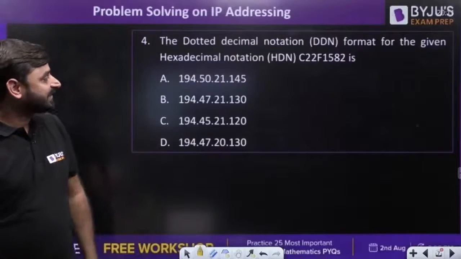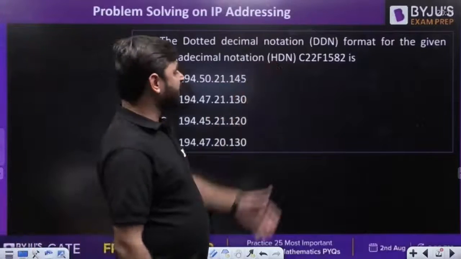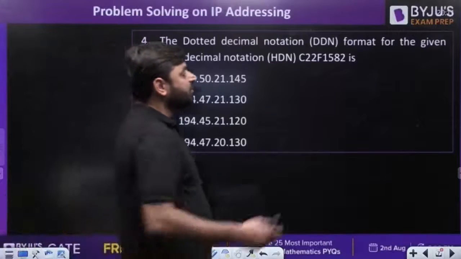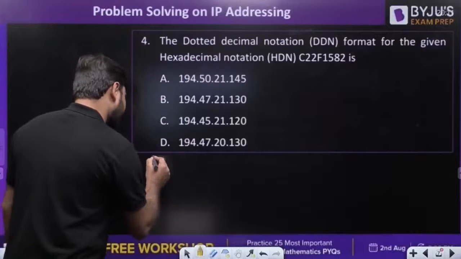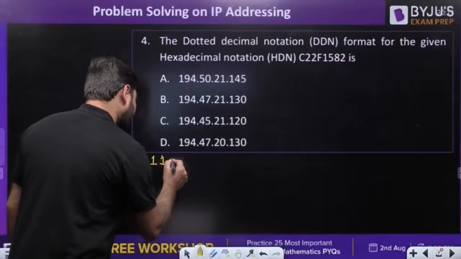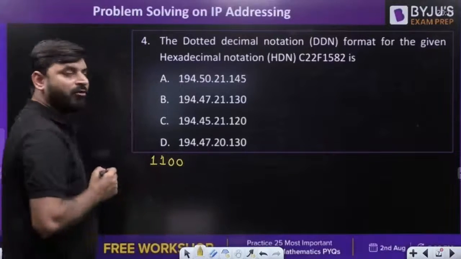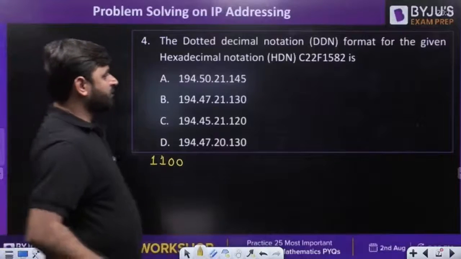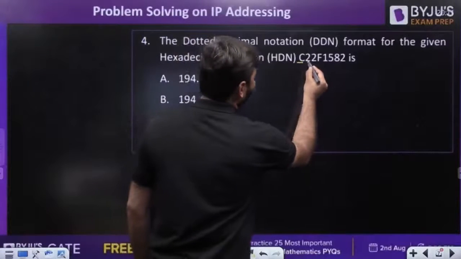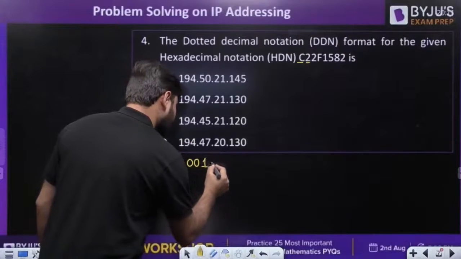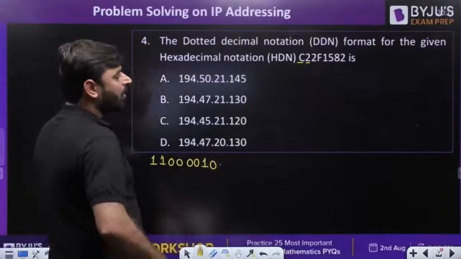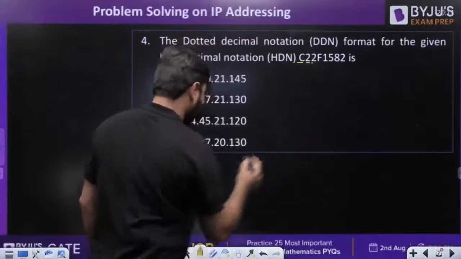Now, my dear friends, this is given in hexadecimal format. C means 12, so we can write it like this: 1100. In hexadecimal, one digit is written from 4 bits. Now C means 12. Now 2, how can you write 2 from 4 bits? 0010. Dot. Now again 2. How can we write 2 from 4 bits?